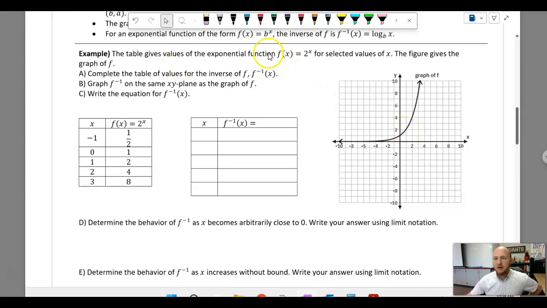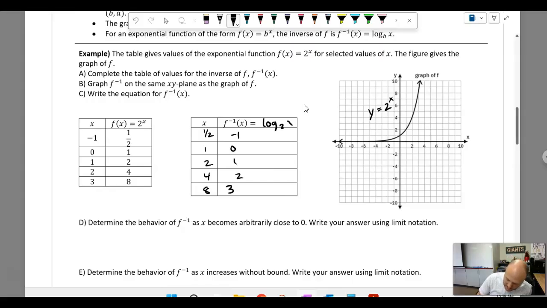The table of values of the exponential function f of x equals 2 to the power of x for selected values of x is in the table. The figure gives the graph of f. So we have y equals 2 to the power of x right here, and they call this f. We want to go ahead and complete the table for the inverse. Well, this is pretty easy. My inputs and outputs are going to switch. So 1 half, negative 1; 1, 0; 2, 1; 4, 2; and 8, 3. And so we're going to go ahead and graph these, and this inverse will be log base 2 of x.